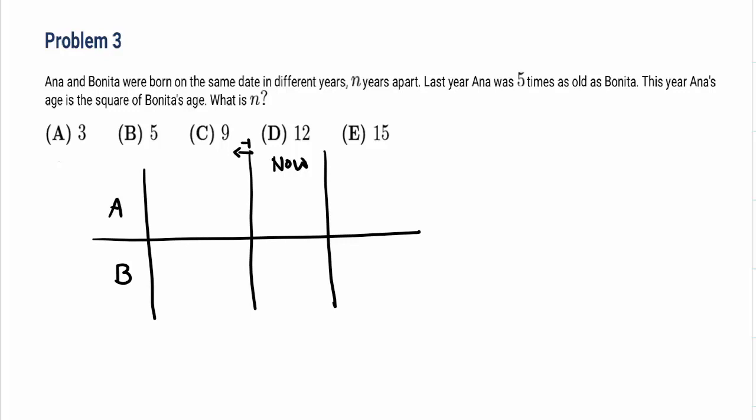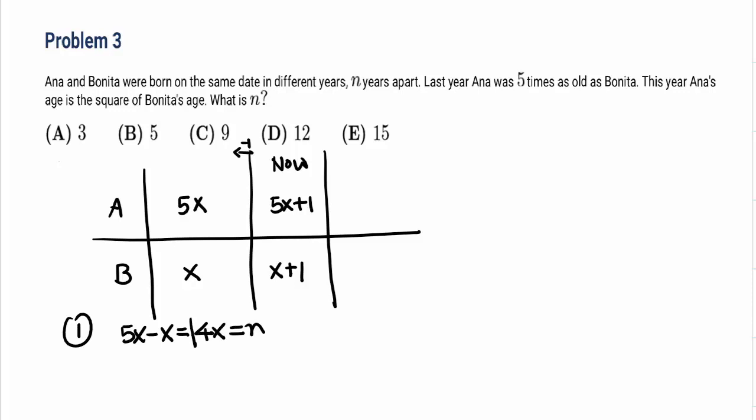Last year Anna is 5 times as old as Bonita. If Bonita is x, Anna is 5 times x. This year Anna's age is the square of Bonita's age. Bonita this year is x plus 1, after 1 year, and Anna is 5x plus 1. The difference 5x minus x is 4x, and this is n.